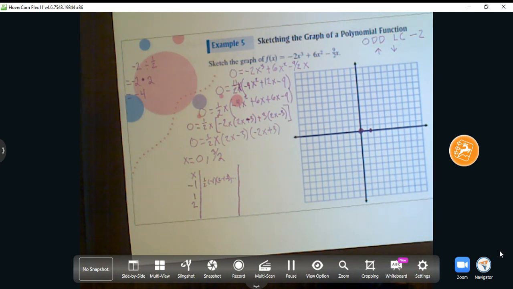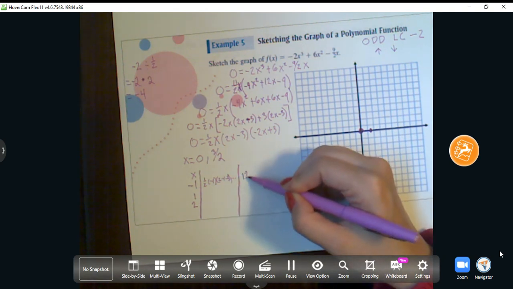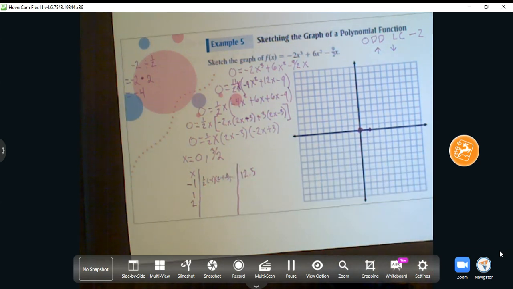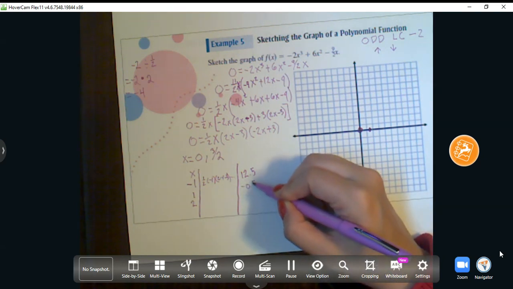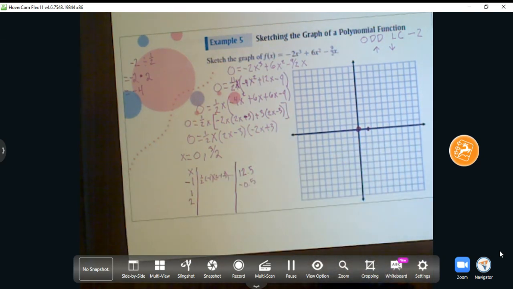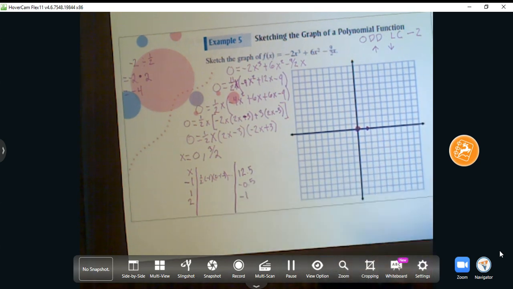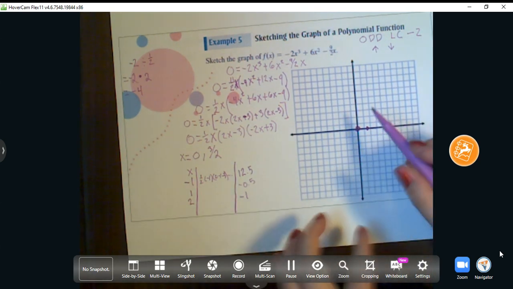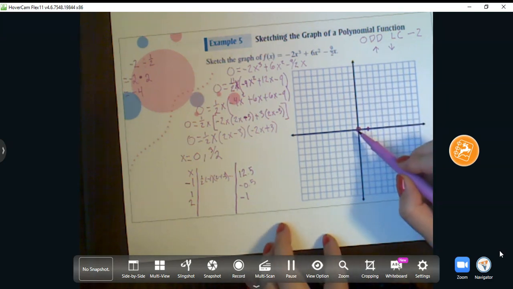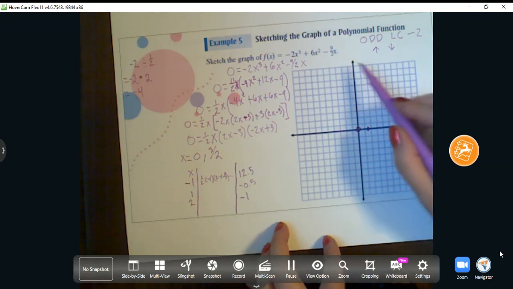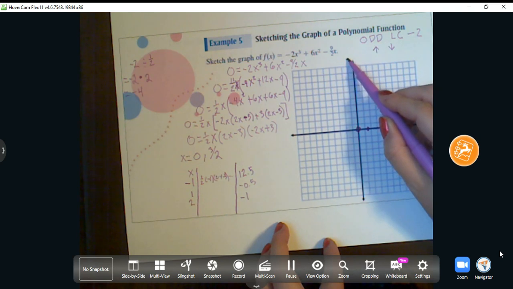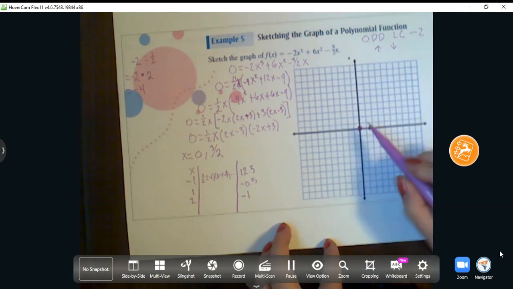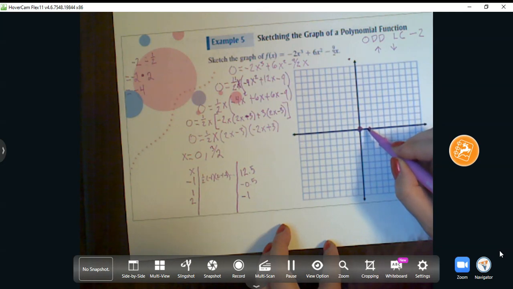So if we plug in -1, we get 12.5. If we plug in 1, we get -0.5. And if we plug in 2, we get -1. And so I'm going to plot those points. So -1, 12.5. It's going to be like way off my page. And then I have 1, -0.5.